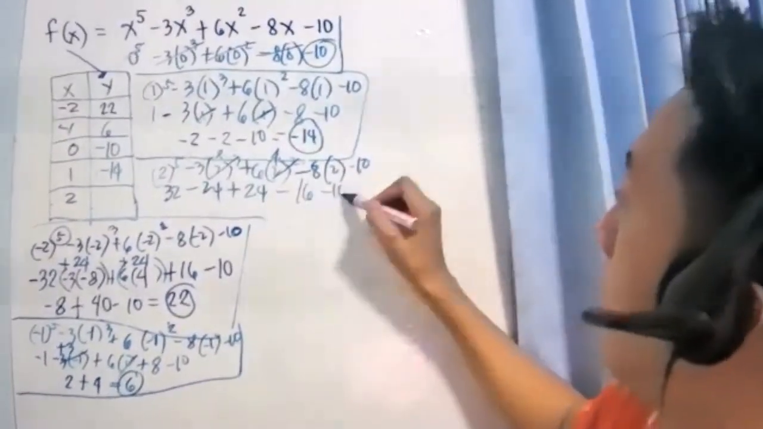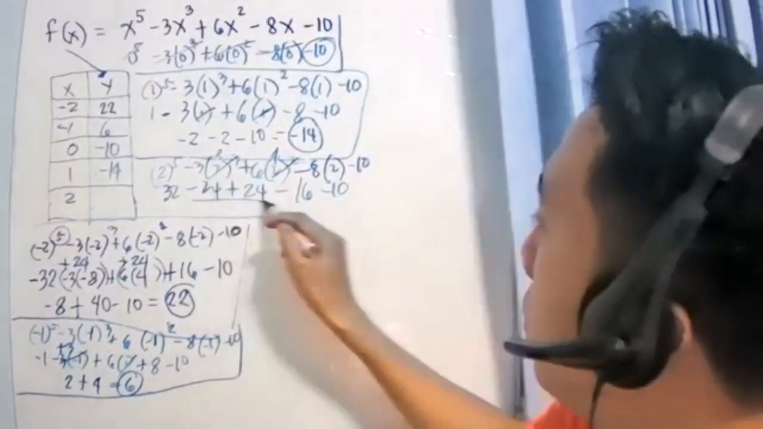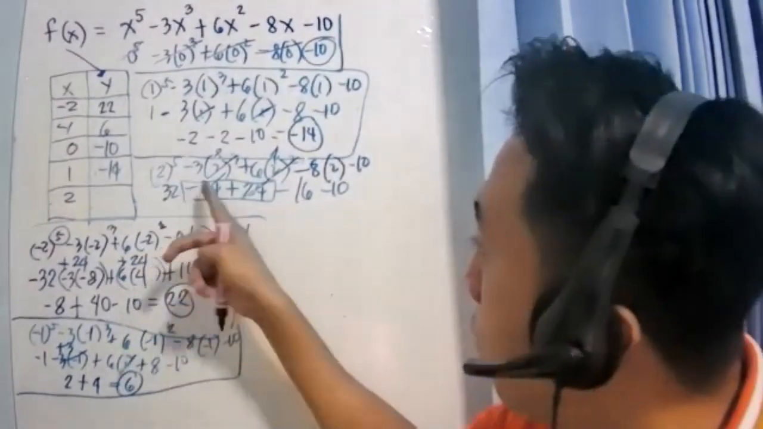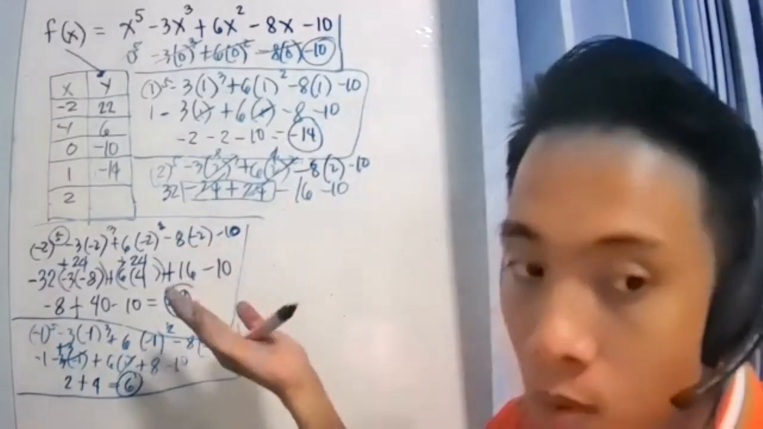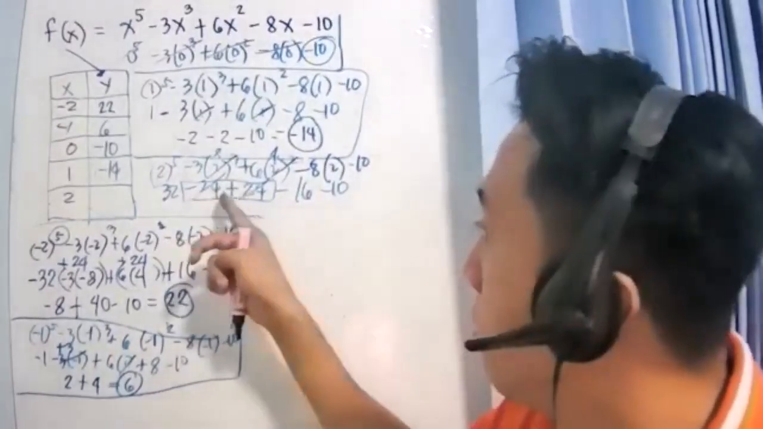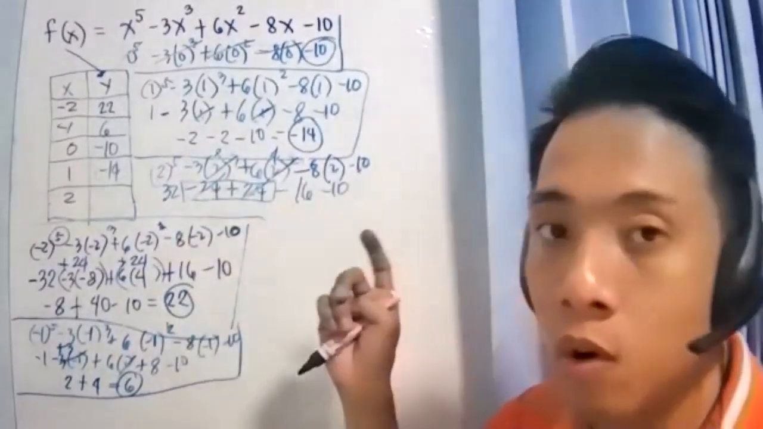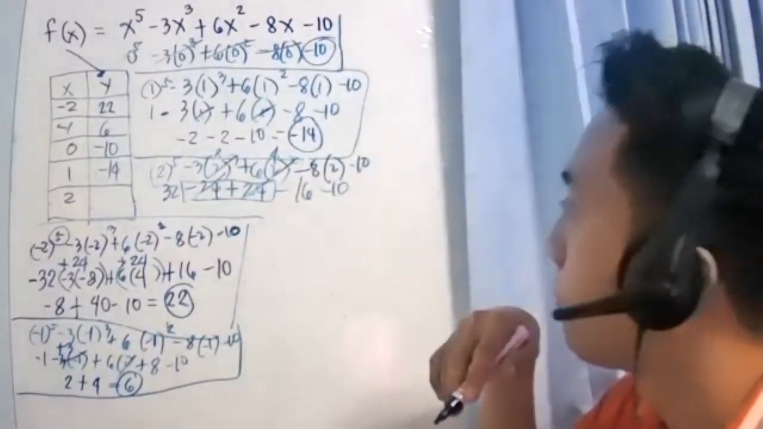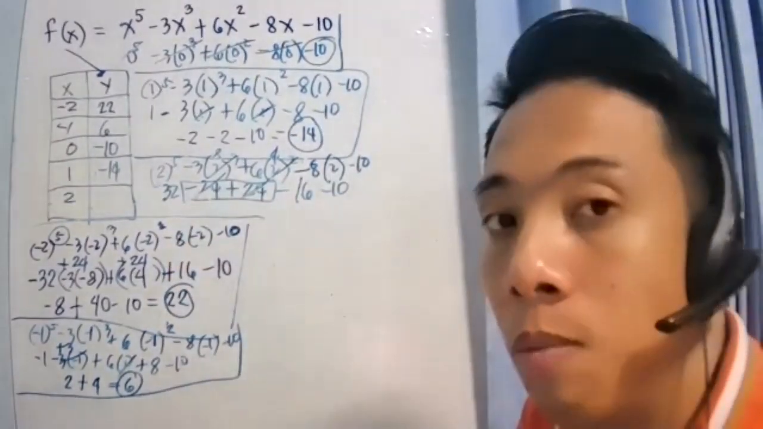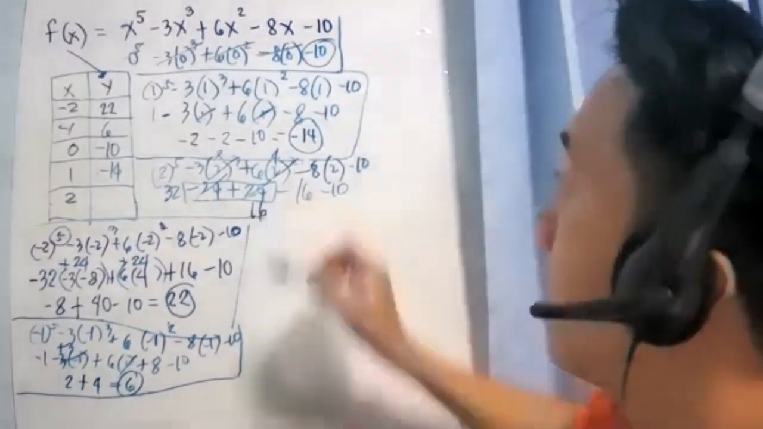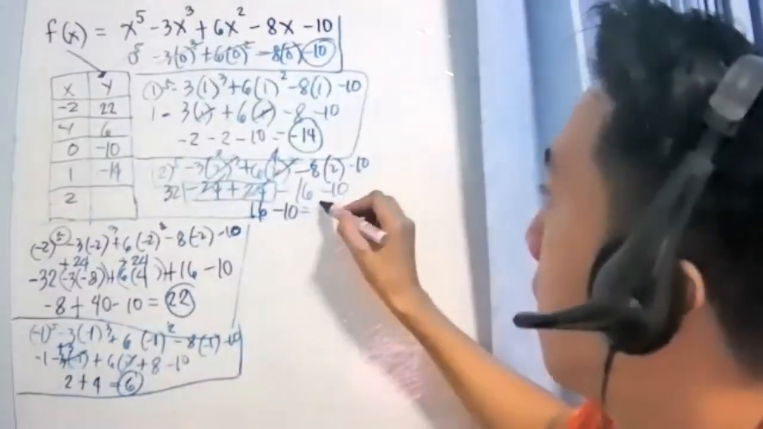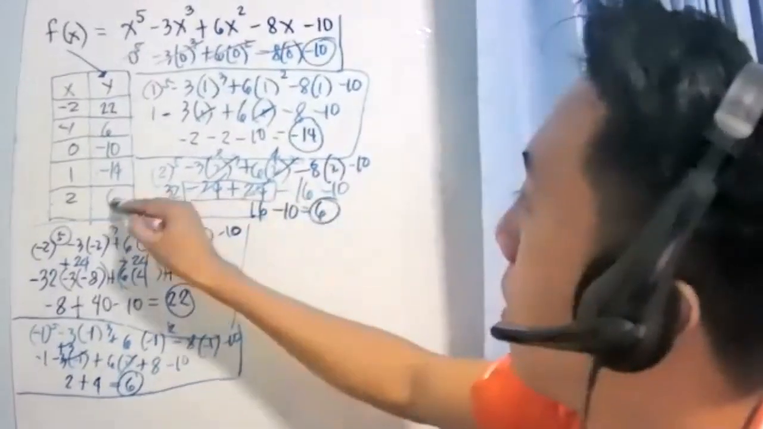Minus 16 minus 10. Since they are contradicting each other, I will cancel those two. Okay, so this one, negative 24 plus 24, it will become 0, right? They have different signs, so we will minus 24 minus 24. That is 0. So I've just canceled it. Next, 32 minus 16. That is simply 16. Right? And then 16 minus 10, that is 6. So we also have 6.